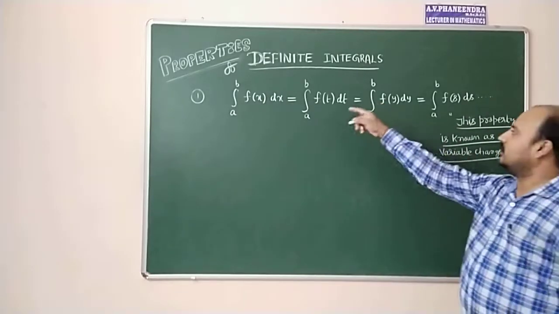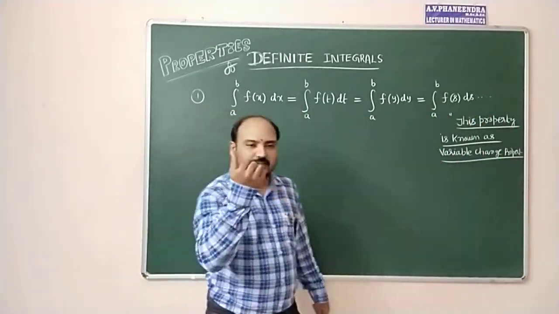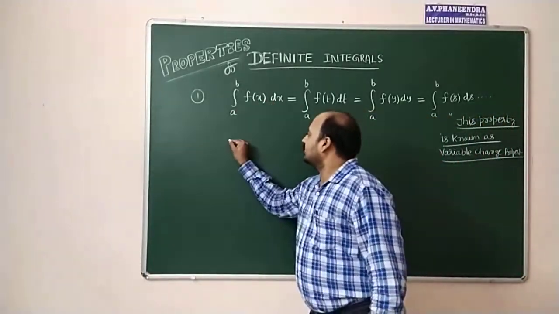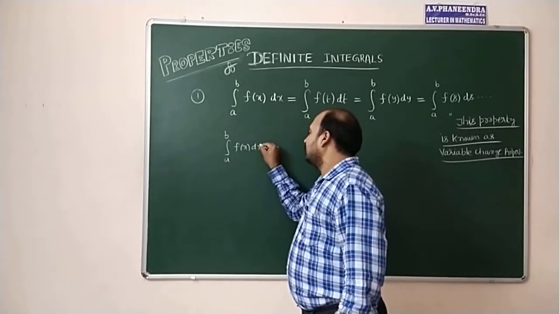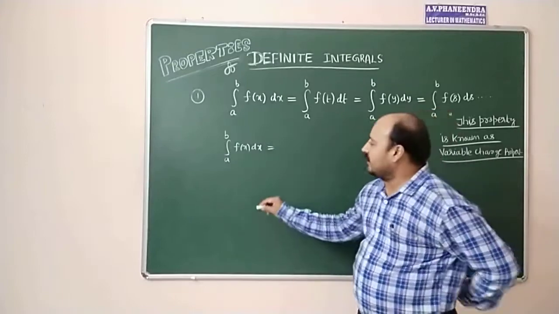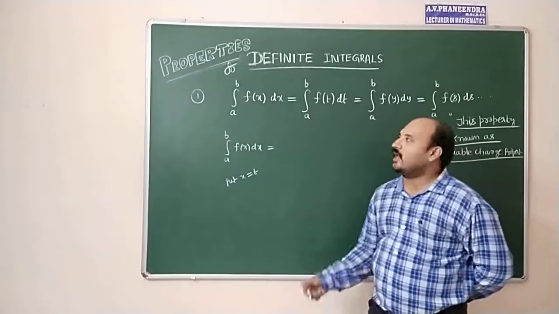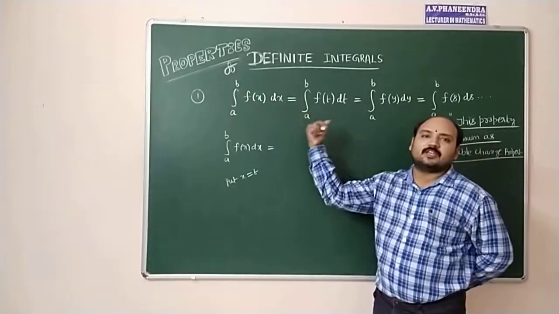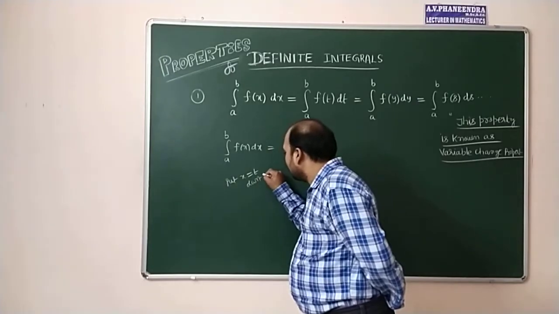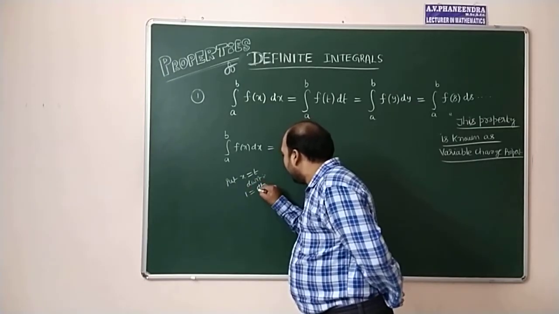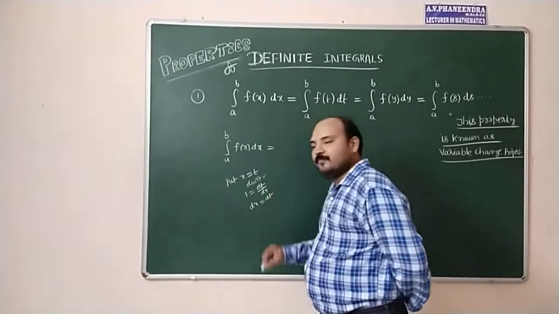See how it is, these are all equal. Suppose I will take one example. For this, integral a to b f of x dx, put x is equal to t. I am taking x is equal to t. Differentiate with respect to x: 1 is equal to dt by dx. So cross multiplying, you will get dx is equal to dt now.